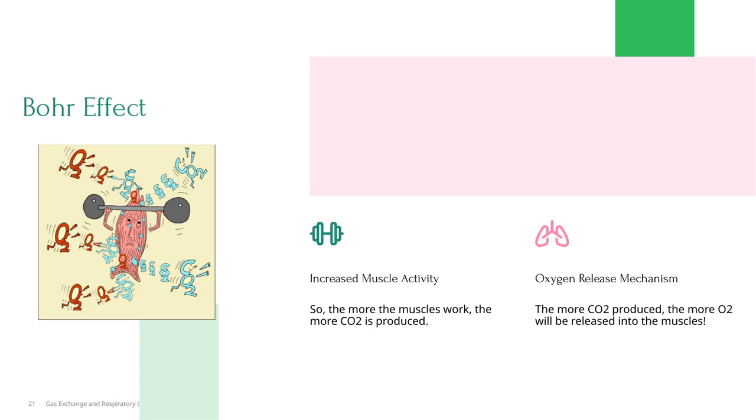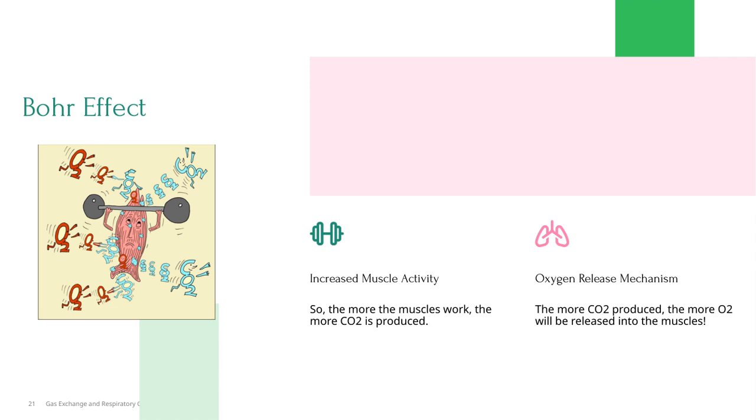Now, let's talk about how oxygen release actually works in our bodies. The key idea here is that the more carbon dioxide, or CO2, that's produced in the muscles, the more oxygen, or O2, will be released into those muscles to support activity. This is a crucial part of how our body adapts to increased demands during exercise or muscle work. So, when your muscles are working harder, naturally, they produce more CO2 as a byproduct of energy production. And this increased CO2 level actually signals your blood to release more oxygen where it's needed most.